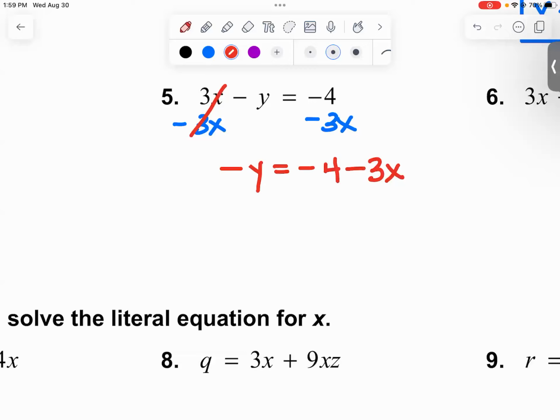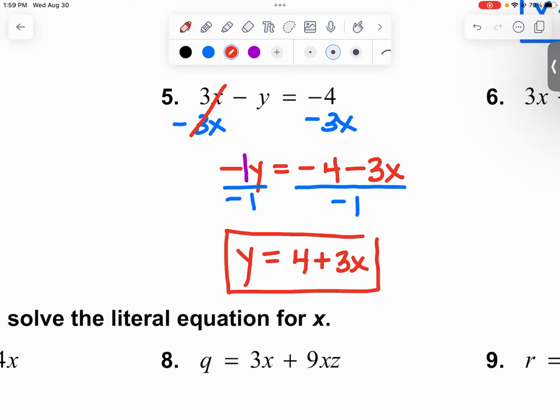Okay. Now, what does this mean? What's my coefficient for y? Negative. This is essentially negative 1y. Negative 1 times y. So how do we get rid of it? We need to divide by negative 1. So your answer should be y equals a positive 4 plus 3x. If that's not what you have, please fix it.